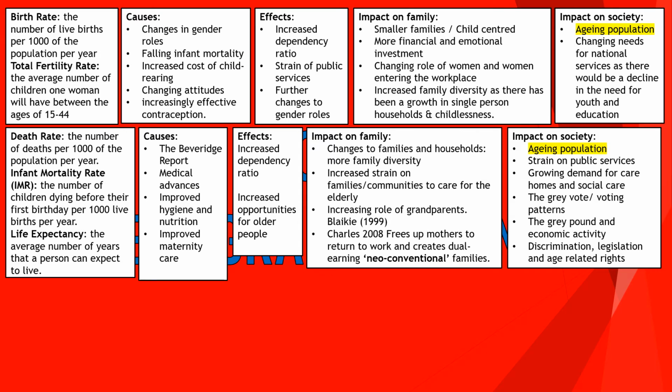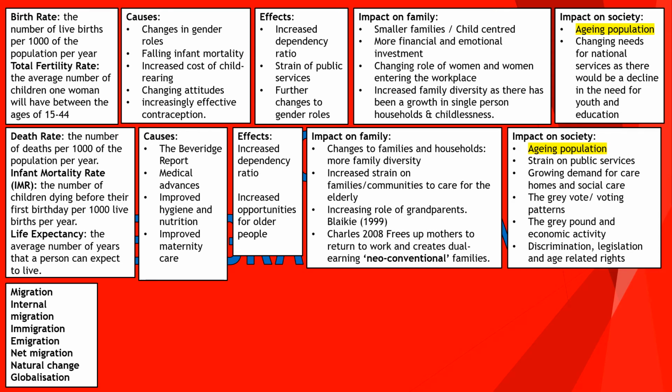Again, the impact on society: birth rate decline and death rate decline contribute together to an aging population. Strain on public services, again, comes from more older people. Older people take up 40% of the NHS budget currently. Demand for care homes and social care services will be more significant. We also have the grey vote and the grey pound, and obviously the economic spending patterns, voting patterns and consumption patterns of older generations will have a big impact on society. We also might see a change politically, with discrimination legislation becoming more vigilant as we have an older population. And then lastly, we have migration.